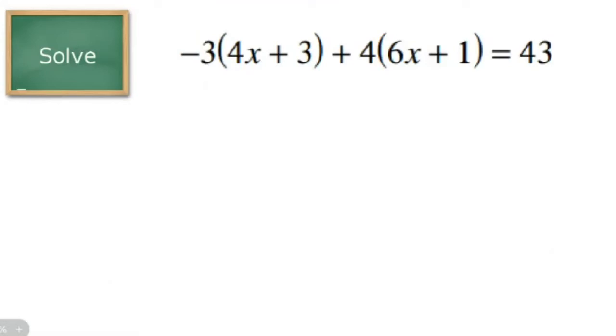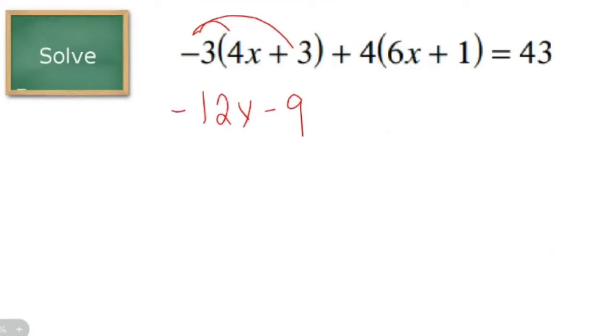So I wasn't lying. These problems do get wackier. So let's just do it. I have distributive property right away. So let's do distributive property. -3 times 4x is -12x. -3 times +3 is -9. Distributive property once. Now we have a +4.